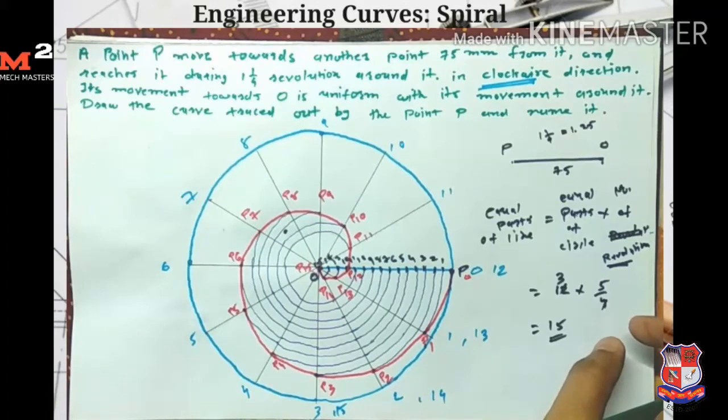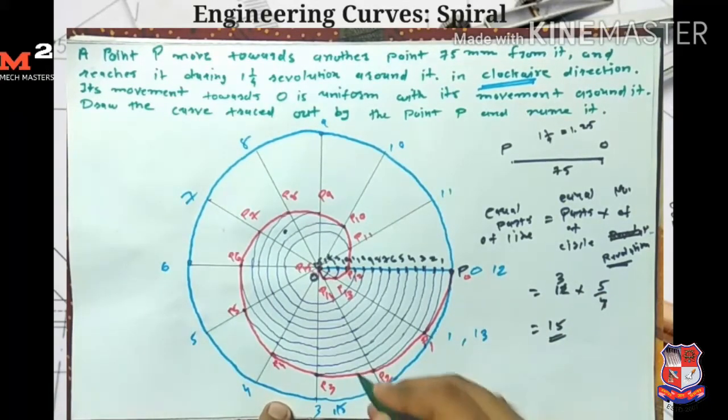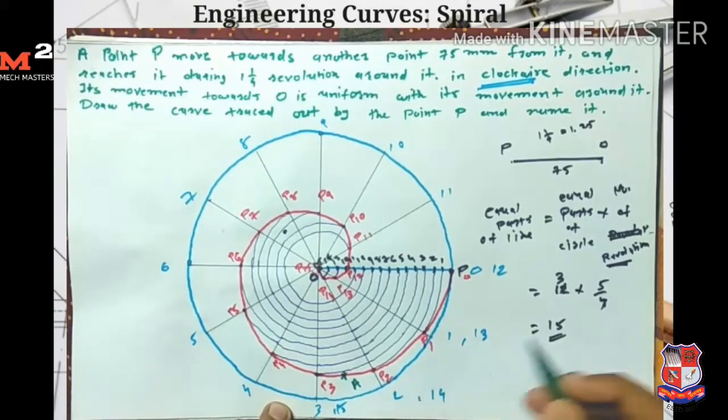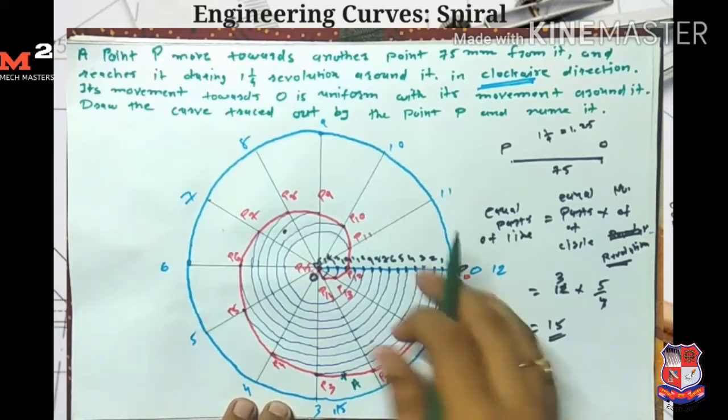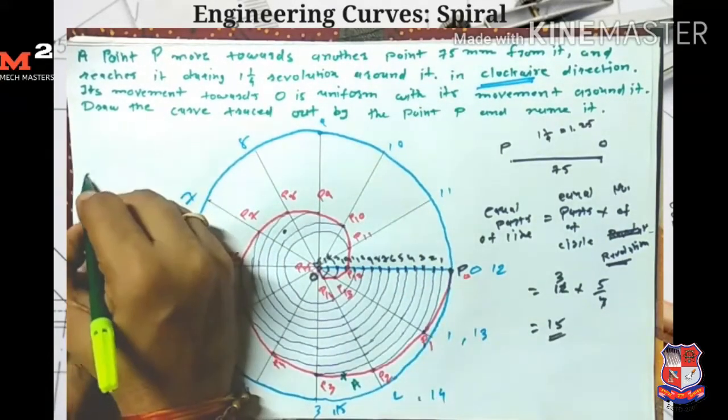Let's draw the normal and tangent. For drawing the normal and tangent, first I select one point here and give it the name A. So we draw the normal and tangent from point A. First I find the value of the constant.